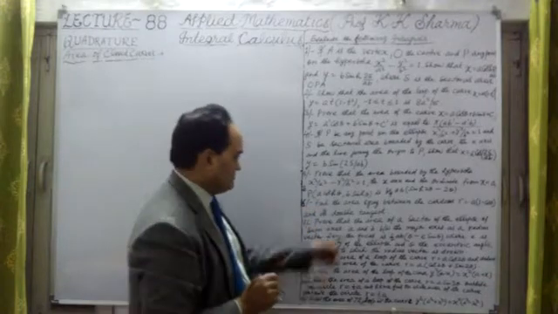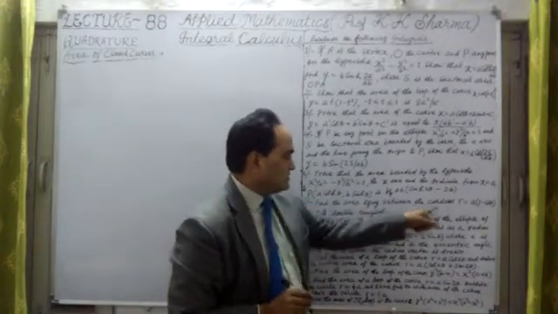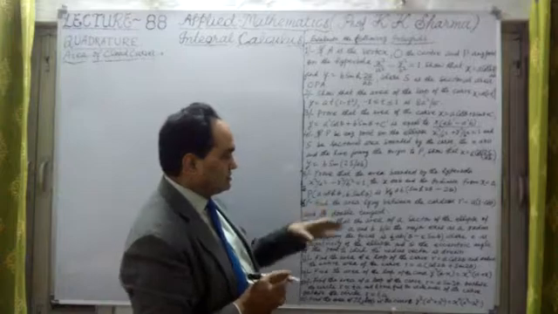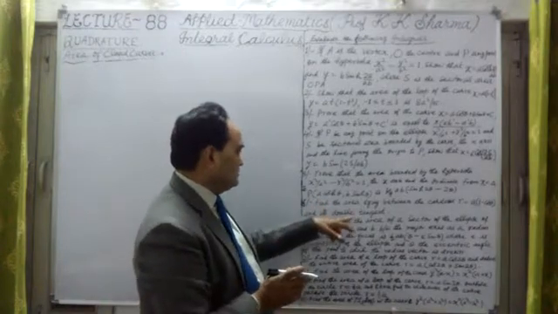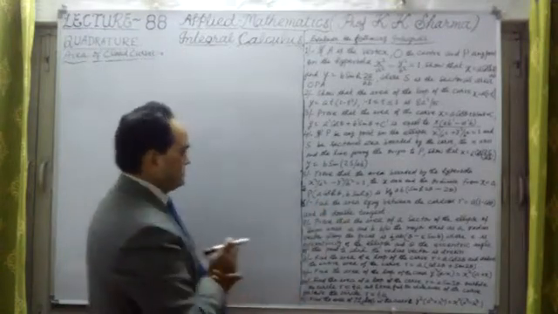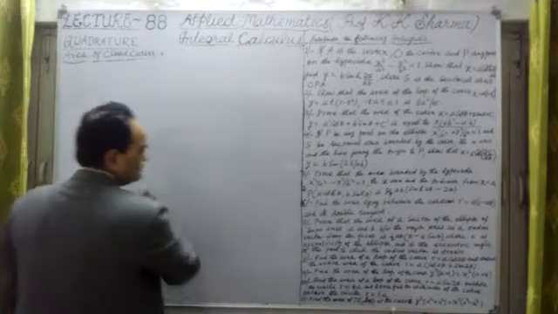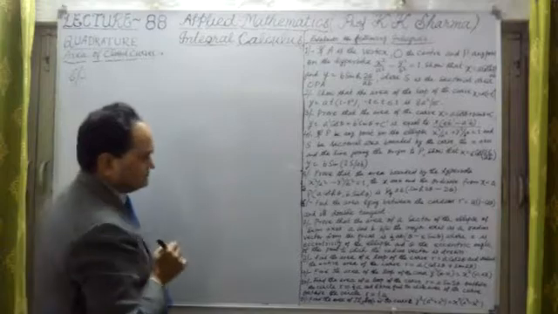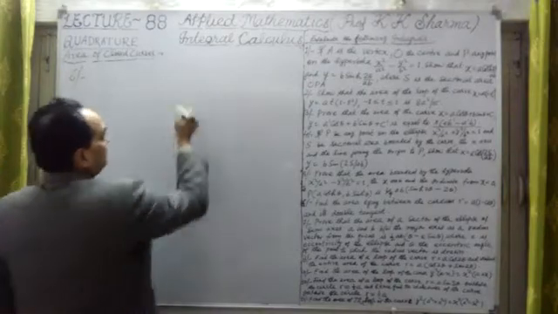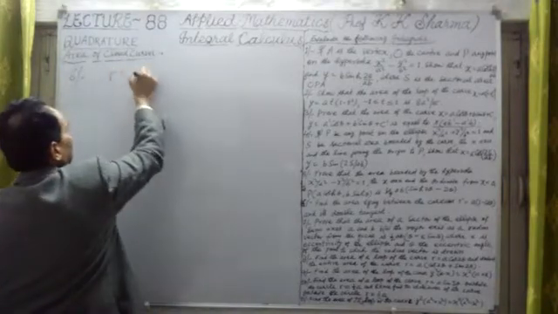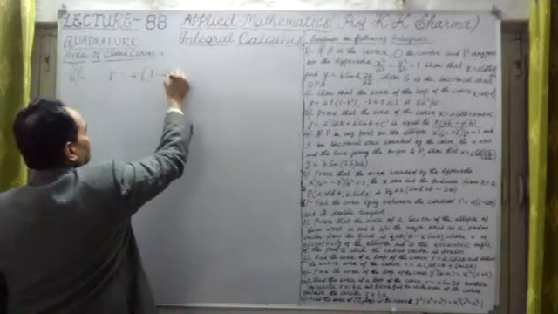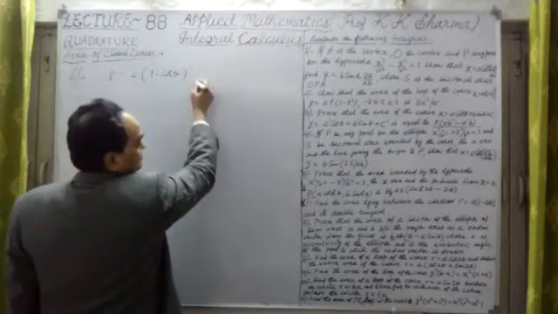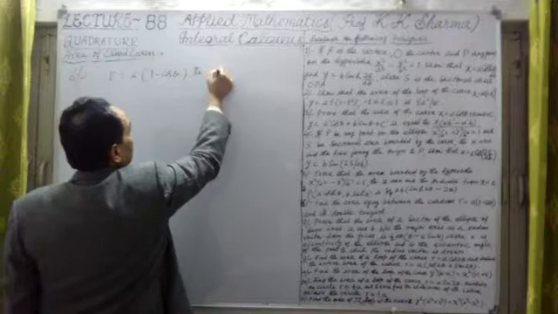Find the area lying between the cardioid r equal to a into 1 minus cos theta and its double tangent. Let me find out the 6th question. Question number 6 here. It says a cardioid r equal to a into 1 minus cos theta. This is the cardioid.